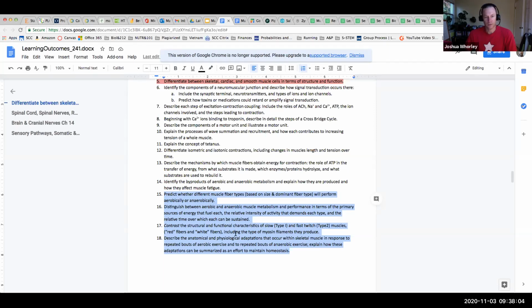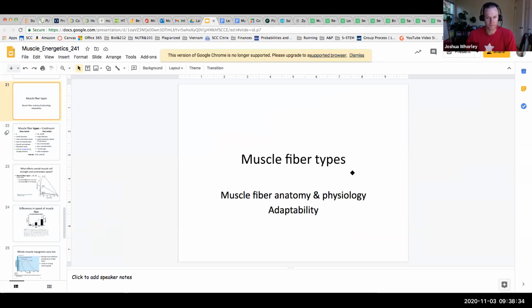And then we will definitely compare the anatomy of them, both the microscopic anatomy and then intracellular anatomy. And then we're going to talk about how they can both adapt to the type of activity that you primarily ask them to do. And so we'll be doing that, 15 through 18, in this lecture.